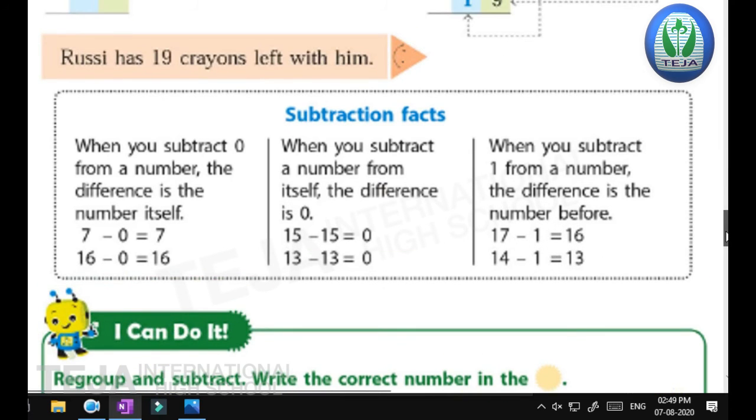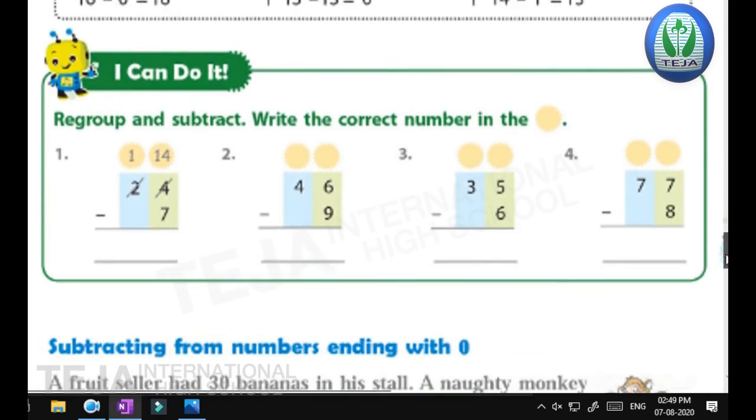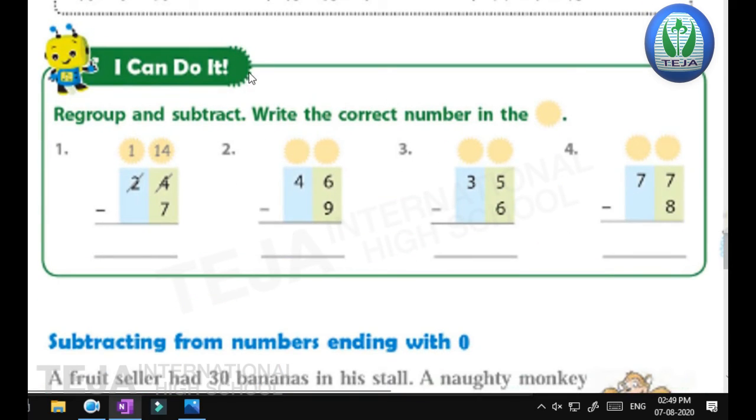Now, we'll solve the problems here. I can do it. Okay. Here regroup and subtract. Write the correct number in the circle. Here we should regroup and we should write the regrouped number in the circle. Then we should do subtraction. See the first one, children. 24 minus 7. See in the ones place 4 and 7 are there.